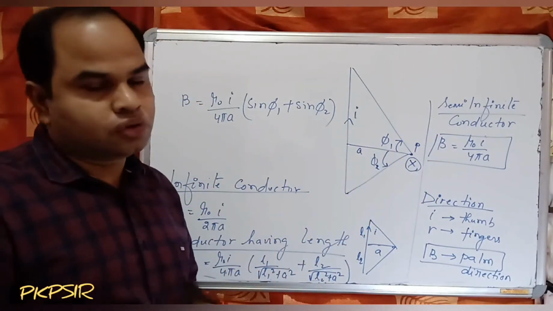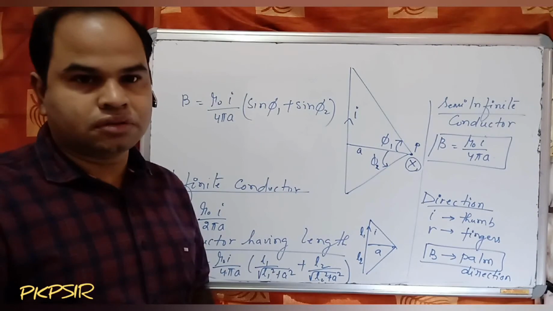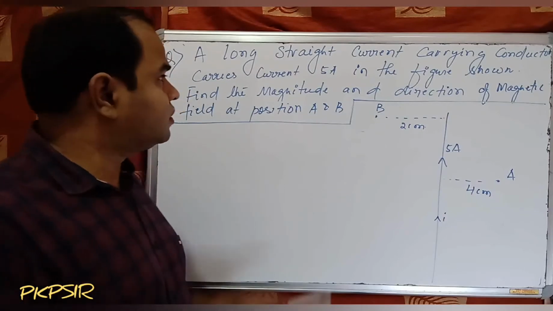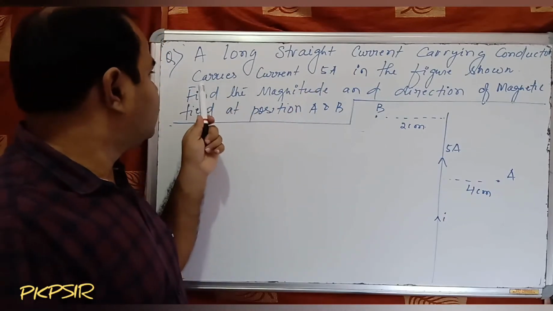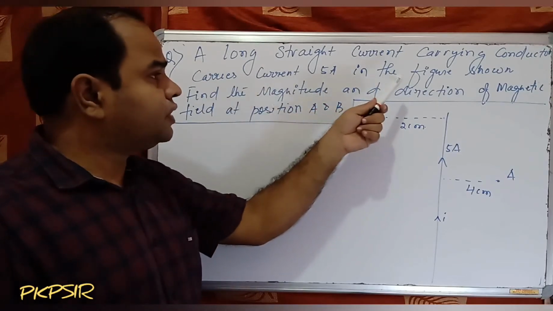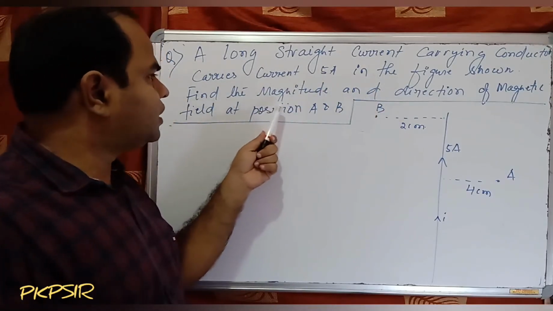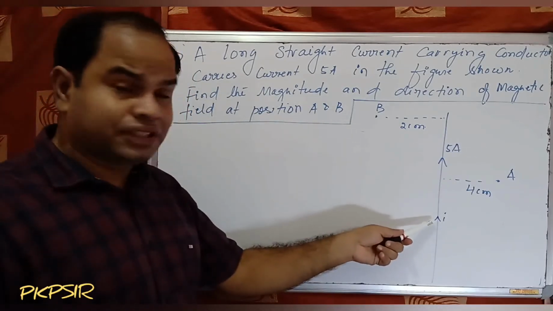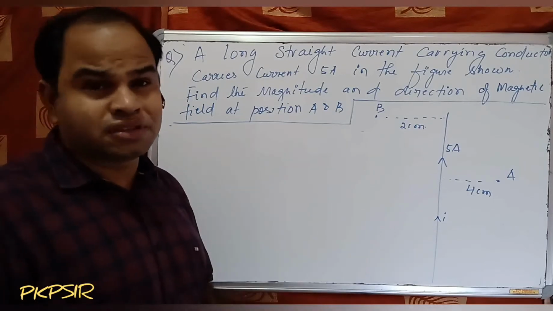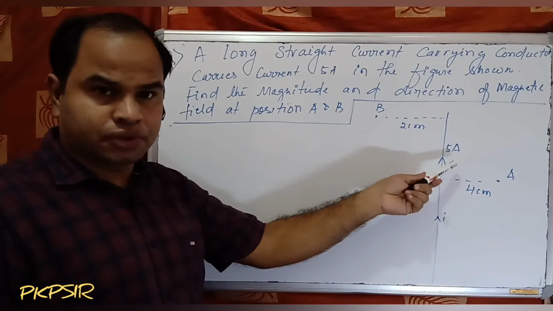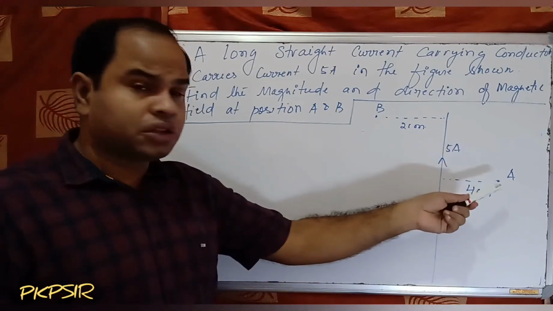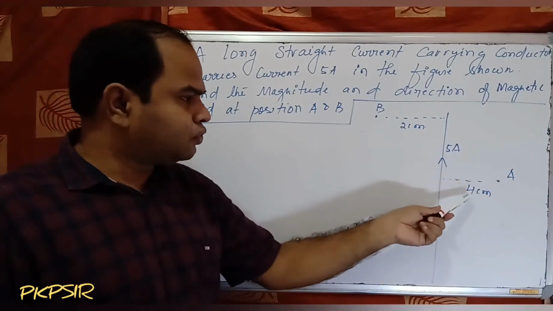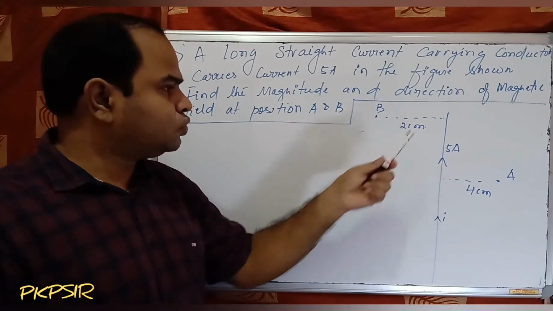Next we will do some questions based on the above formulas. The question is: a long straight current carrying conductor carries a current of 5 ampere as shown in the figure. Find the magnitude and direction of the magnetic field at positions A and B. Long straight means an infinite conductor. Position A is 4 cm from the conductor and position B is 2 cm from the conductor.